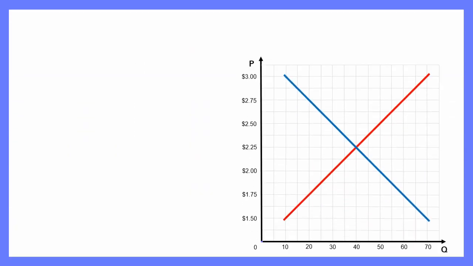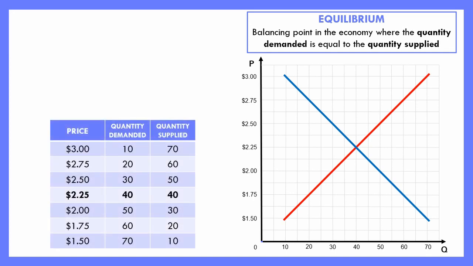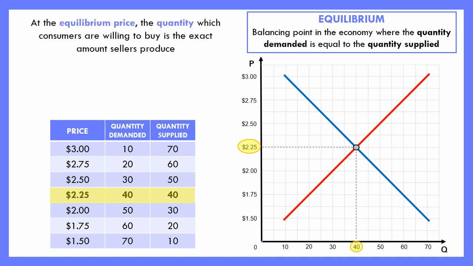So again, equilibrium, just kind of a textbook definition, is this balancing point in the economy, wherever we see that the quantity demanded is equal to the quantity supplied. If we were to look at our schedules side by side, we notice that at $2.25, 40 million gallons of gas are being demanded, and 40 million gallons of gas are being supplied. And so we look at that on our curve. What we notice is our curves intersect, right? At $2.25, our two curves intersect one another, at 40 million gallons of gas. That is our equilibrium price, wherever we see that the quantities match up, where the amount that consumers are willing to buy is exactly equal to the amount that sellers are willing to produce.